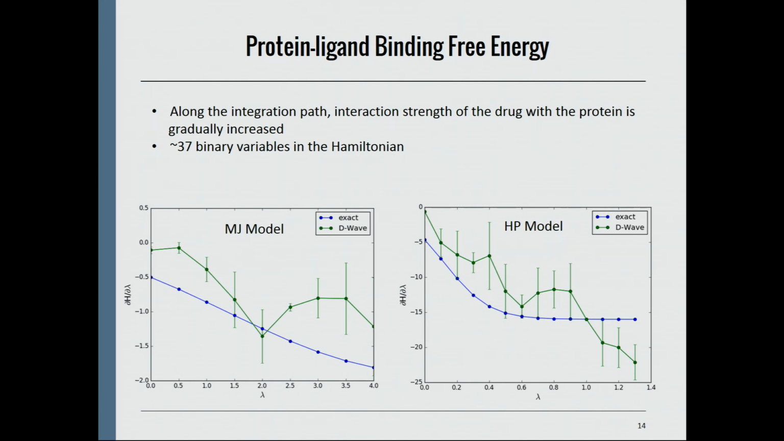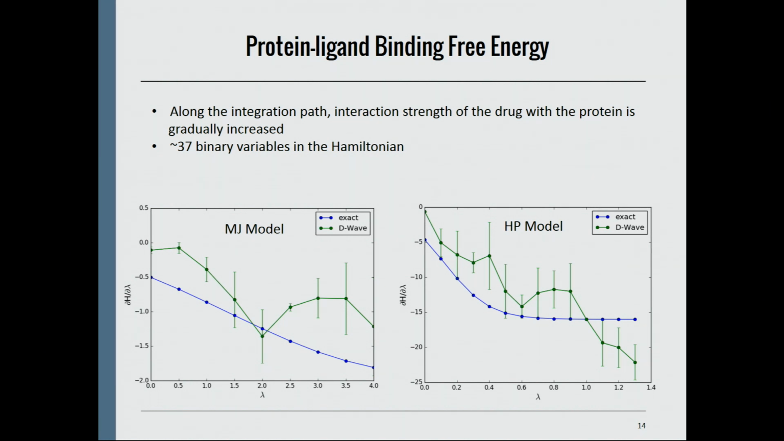values. Now, to mention here, we have an integration path where the interaction strength of the drug with the protein was changed. This is a convenient range we are working in here, where the lambda, that's the interaction strength, is changing, while dH upon d lambda is plotted on the y-axis. Now, these are what we were interested in.